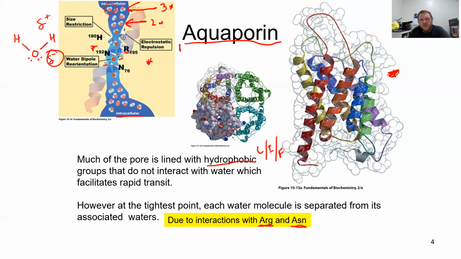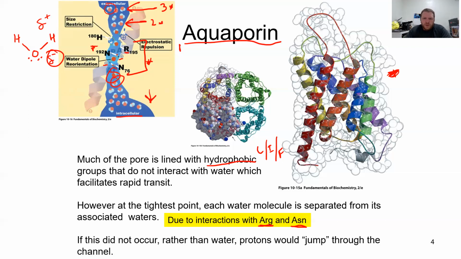Well, what we're doing within this region right here is we're going from that complex network of water molecules, and we are putting 1 water molecule behind another, behind another, behind another, so that we can basically shoot those water molecules through one at a time onto the intracellular side of the cell, or the lipid bilayer. And this is all because of different amino acids.